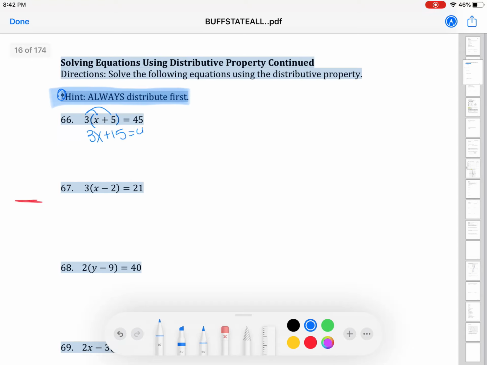What did I do? Oh my god. I don't know why everything's highlighted, but we're just going to keep going.